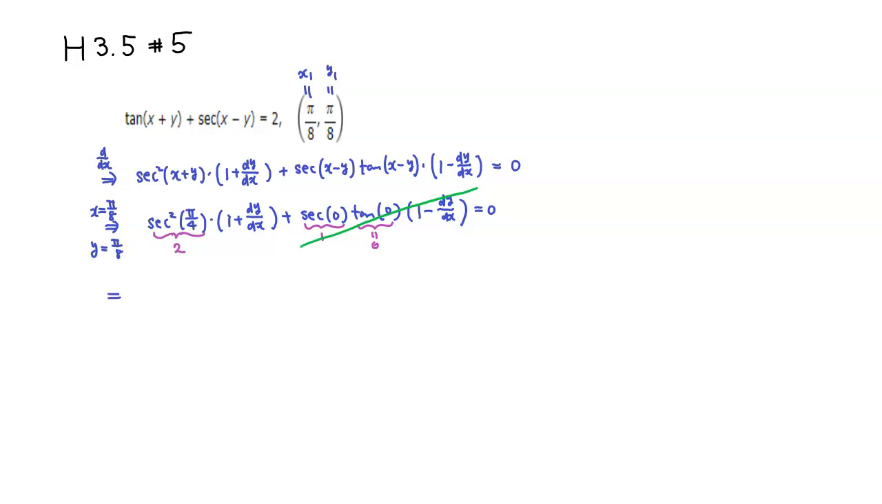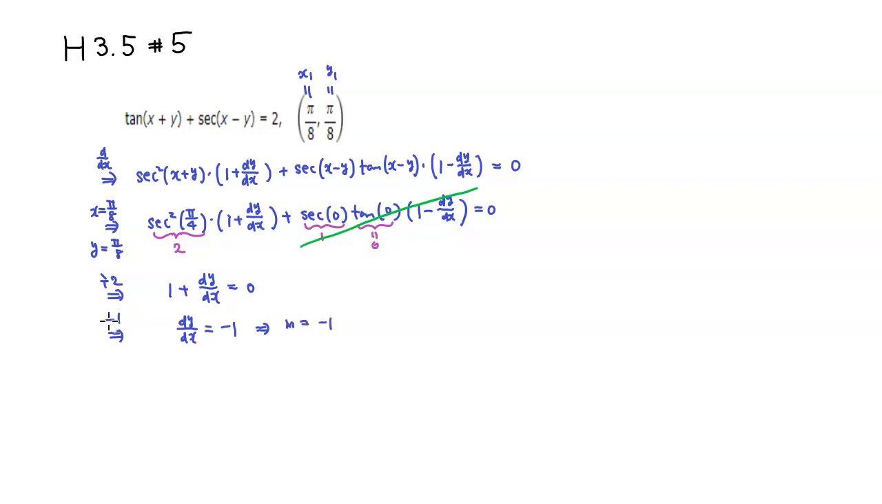So what you get is, I can divide through by 2. So this 2 is gone. You have 1 plus dy over dx, and the right-hand side is still 0. Then I'm going to subtract 1, so dy over dx is going to be negative 1. So in this case, the slope is going to be negative 1.